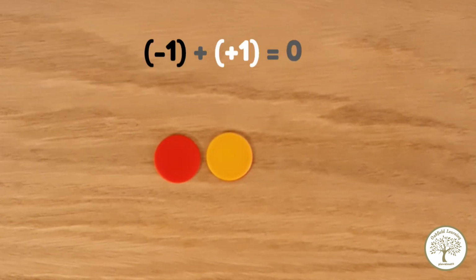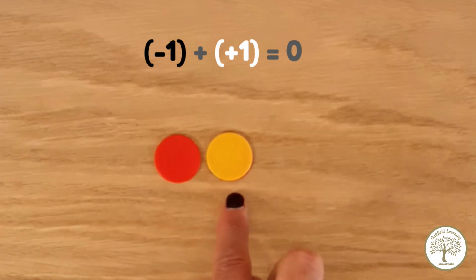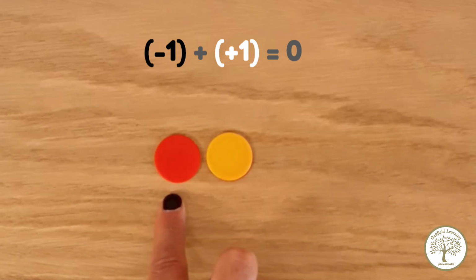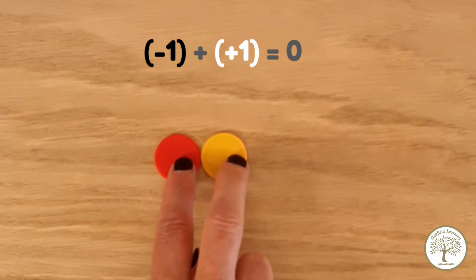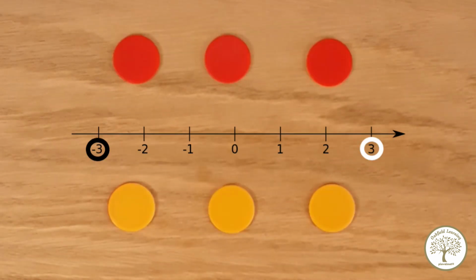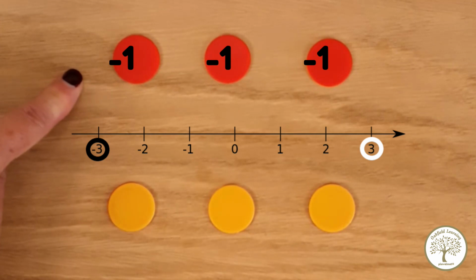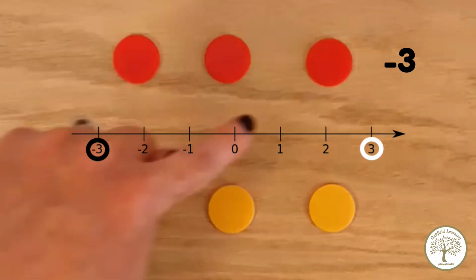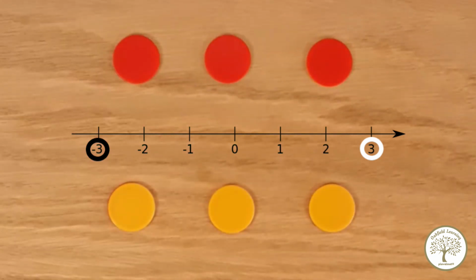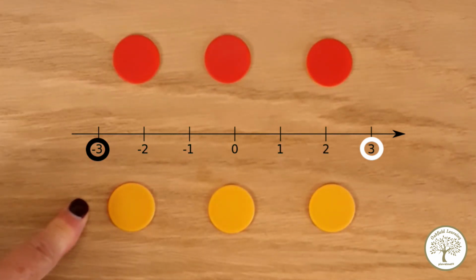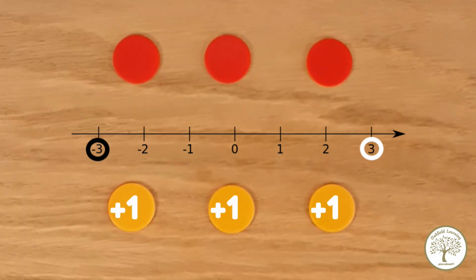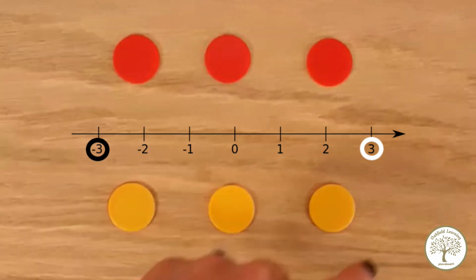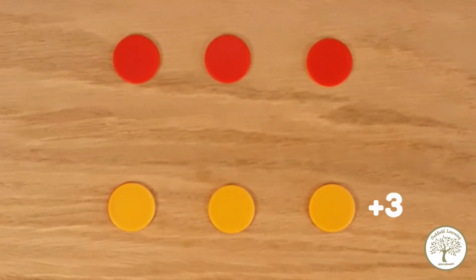This can be represented by having one red and one yellow counter or tile, as a -1 add a +1 is equal to 0. Another example of a zero pair would be -3 and +3. There are 3 counters with the red side facing upwards, each with a value of -1, so all together representing a value of -3. Here are 3 yellow counters with the opposite side facing upwards, now with a value of +1, altogether representing a value of +3.